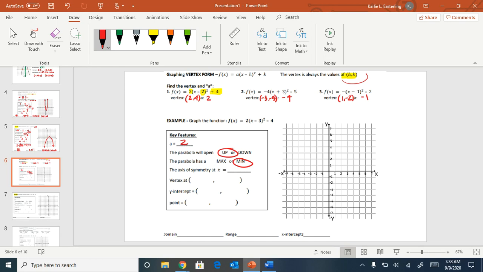Our axis of symmetry here is at the x value of our vertex. So let's go ahead and do our vertex. Our h value here is 3, and our k value here is -4. So that is going to be x equals 3.